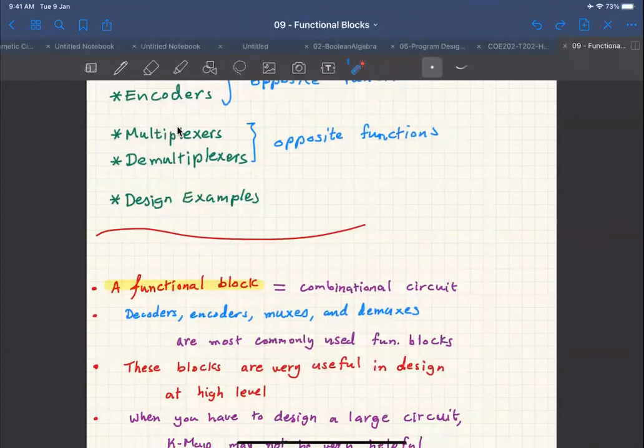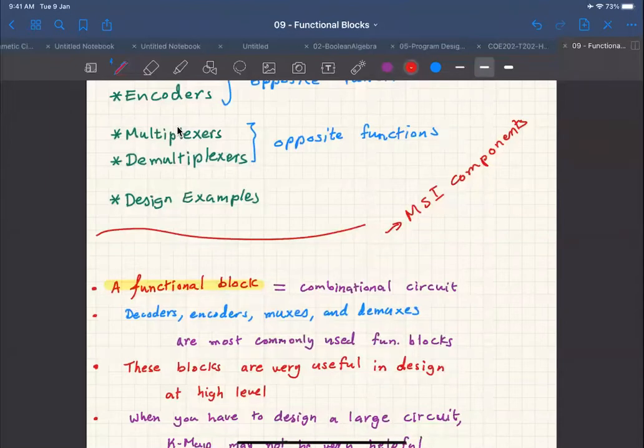And sometimes in design problems, we tell you to use functional blocks like multiplexers, or sometimes we say MSI components. By MSI components, we mean decoders, encoders, multiplexers, and demultiplexers. Whenever we say use MSI components to implement this function, then you know that we mean using these components. Also, adders and comparators are part of MSI components, and MSI stands for medium scale integration.